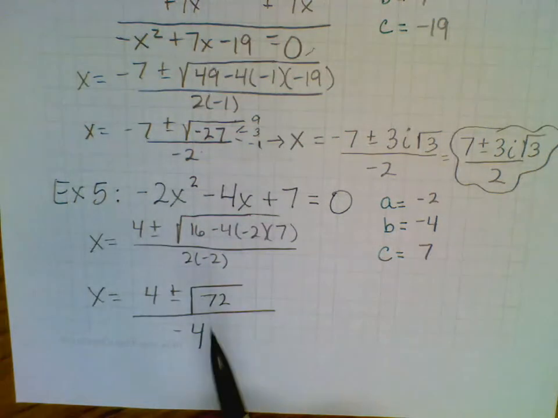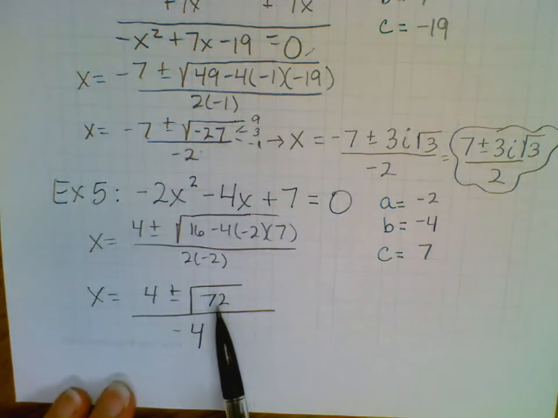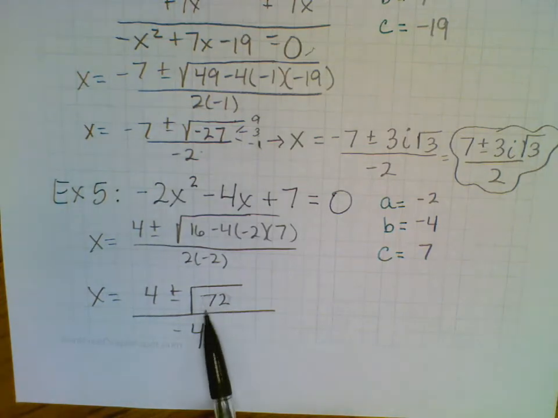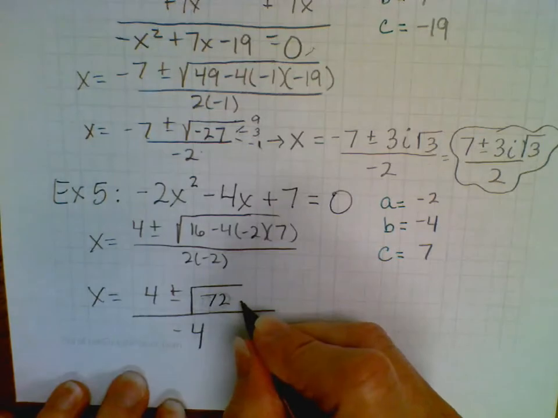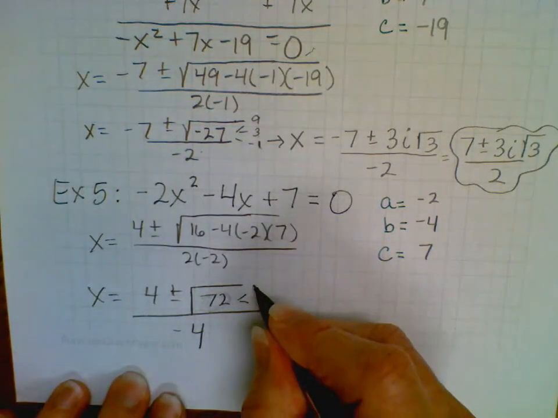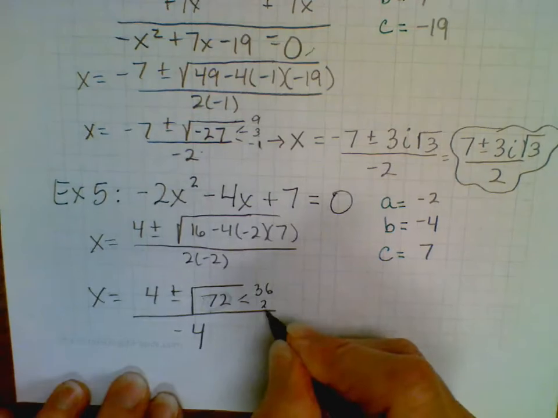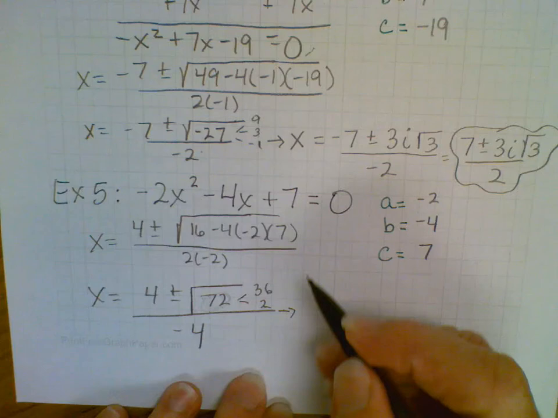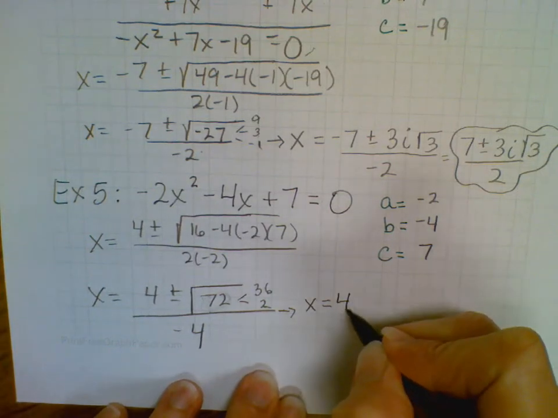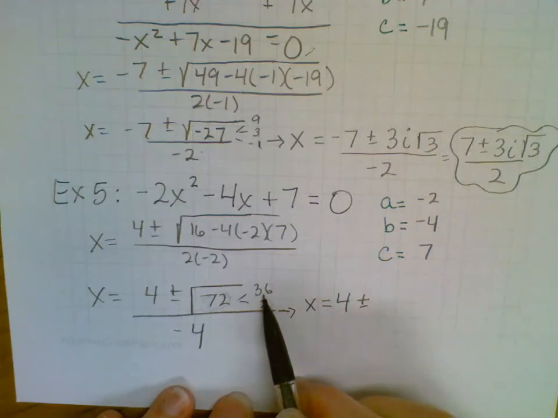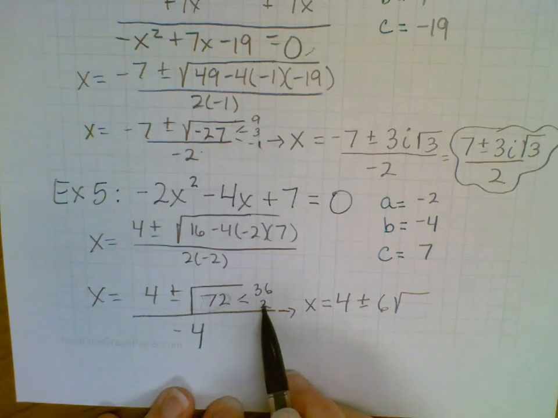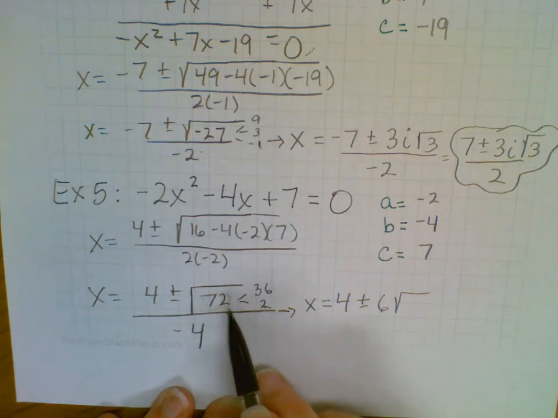Okay, now that's not a negative, so I know I'm not going to have an i on this one, but I can simplify that. That's not a perfect square itself, but there is a factor that's perfect that can be divided into that. So I'm going to break this into 36 and 2, where I know I can take the square root of 36. So it's going to look like this: 4 plus or minus. The square root of 36 is 6. But I didn't do anything with this 2, so that 2 is still under the radical.